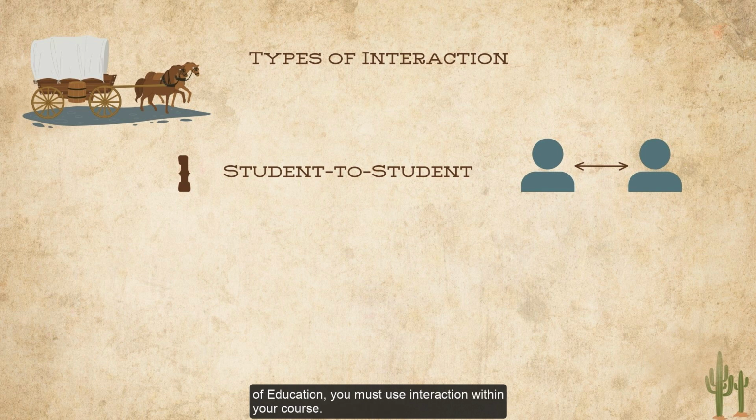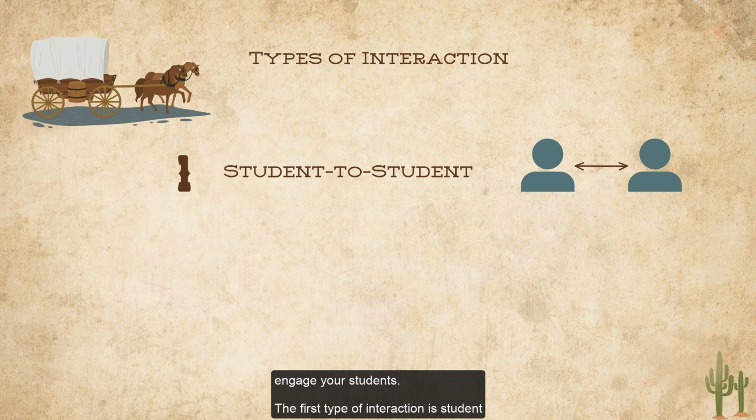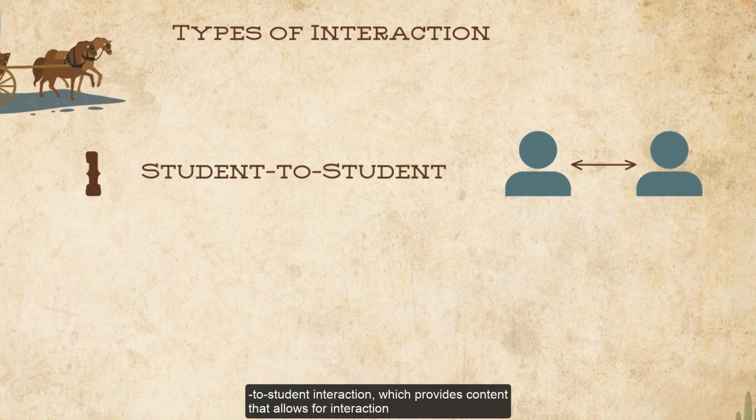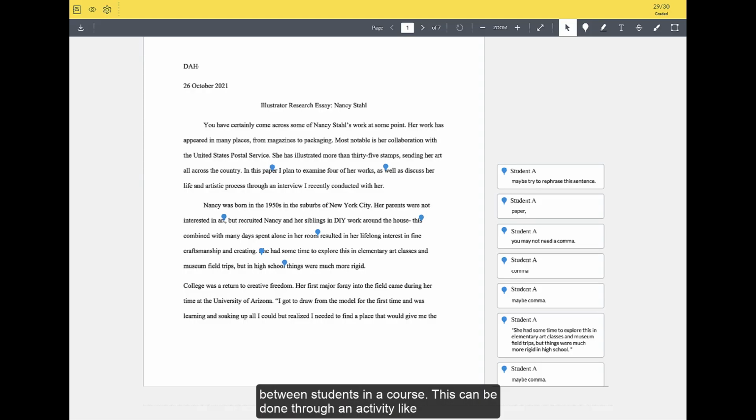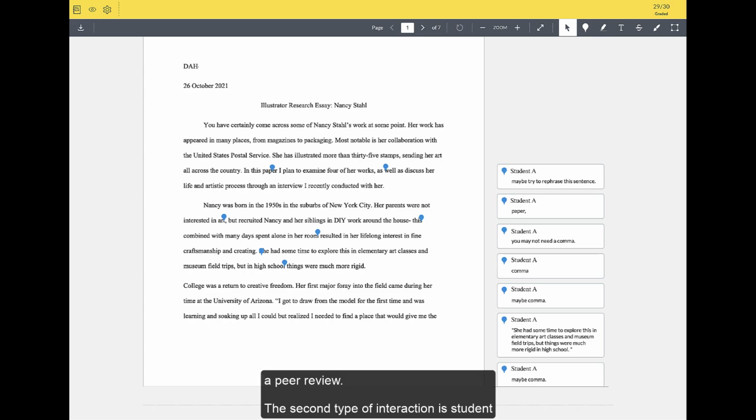within your course. There are 3 types of interaction that can be leveraged in your online course to engage your students. The first type of interaction is student-to-student interaction, which provides content that allows for interaction between students in a course. This can be done through an activity like a peer review.